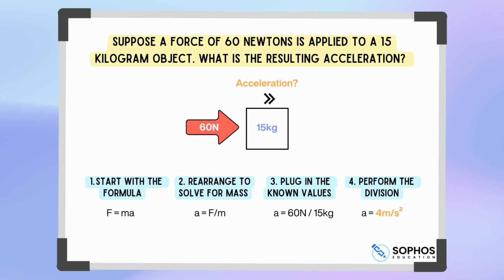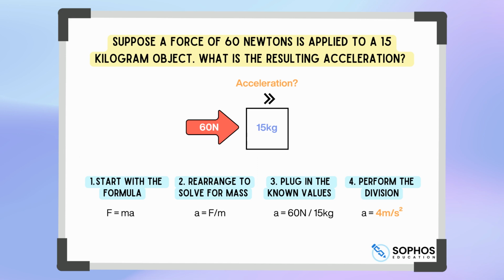So, the object will accelerate at a rate of 4 meters per second squared when a 60 newton force is applied. By practicing with these examples, you can see how to manipulate the formula F equals ma to solve for different variables, whether you're given force, mass, or acceleration. This reinforces the concept that these quantities are interrelated and allows you to predict and understand the effects of forces on objects.